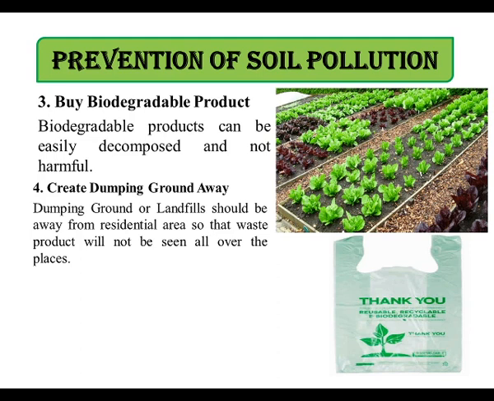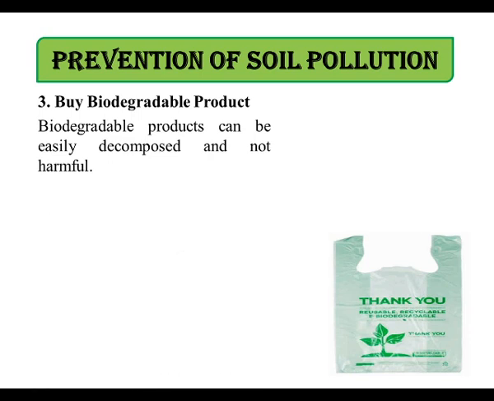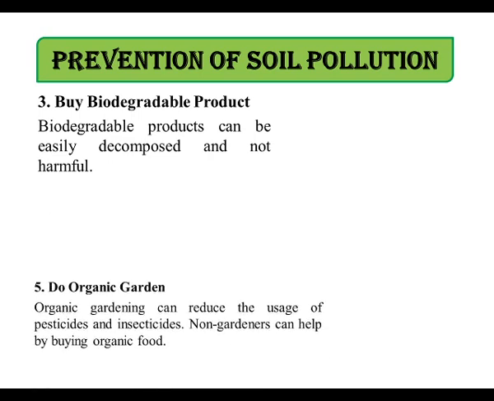Also, you can create a dumping ground away. Dumping grounds or landfills should be away from residential areas so that waste products will not be seen all over the place. And another prevention of soil pollution is to do organic gardening. Organic gardening can reduce the use of pesticides and insecticides. Non-gardeners can help by buying organic foods.